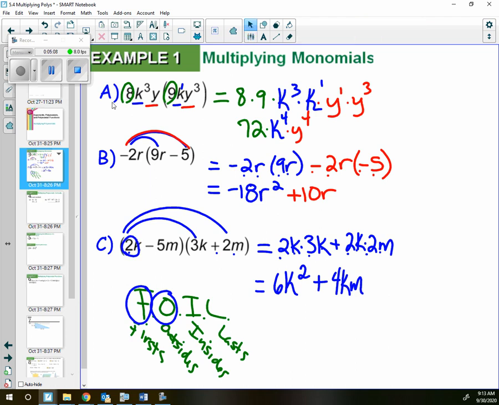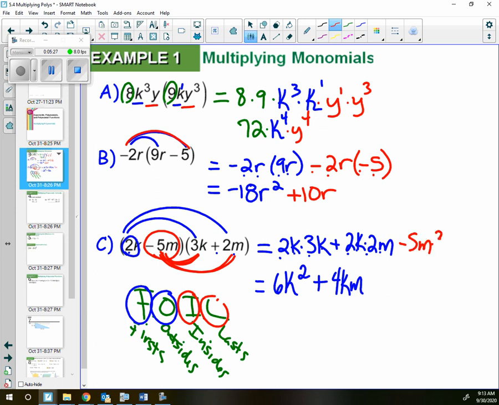Now we're going to do the same exact thing, but we're going to distribute with the negative 5M. So we're going to do negative 5M times the 3K and negative 5M times the 2M. That's the inside product, right? And then the things are in the last position. So next would be negative 5M times 3K, and then negative 5M times 2M. And again, if you don't want to show that work, that's okay. We can just do that multiplication.